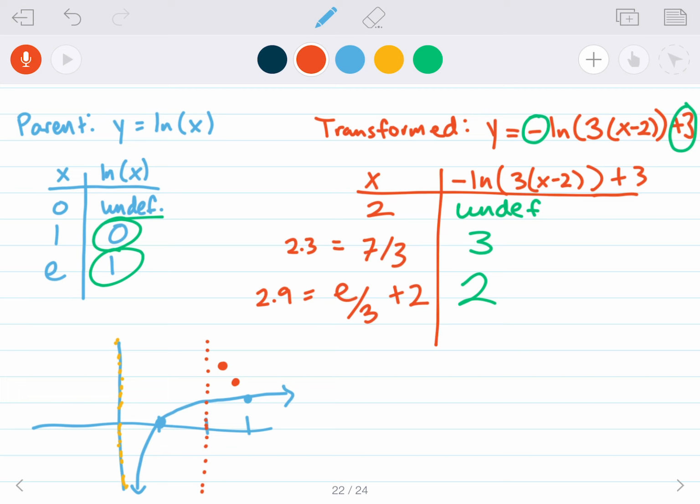All right, so these are my points here, and so we have something that looks like this. Let me draw this better. So it's going to hug that asymptote, and it's going to go down like that. All right. So that's our picture. We can always confirm this picture with Desmos. But yeah, so that's our parent function and our transform function.